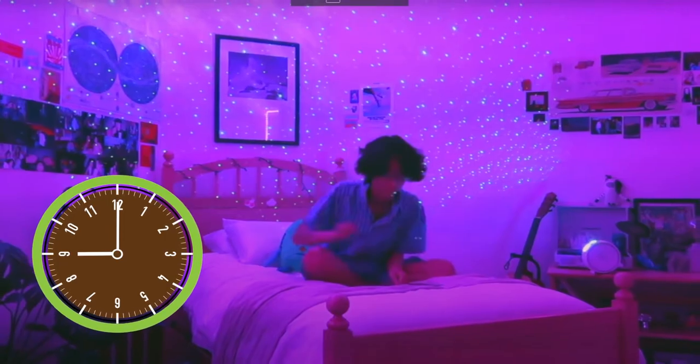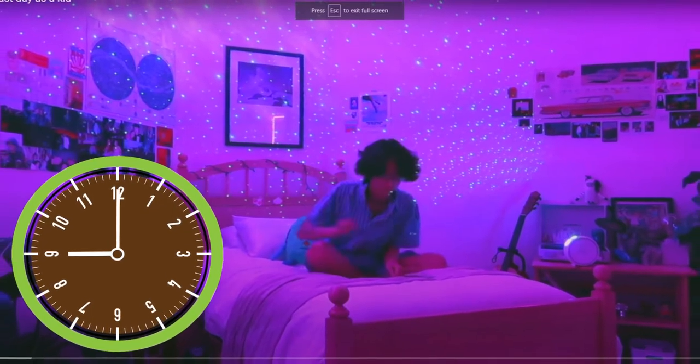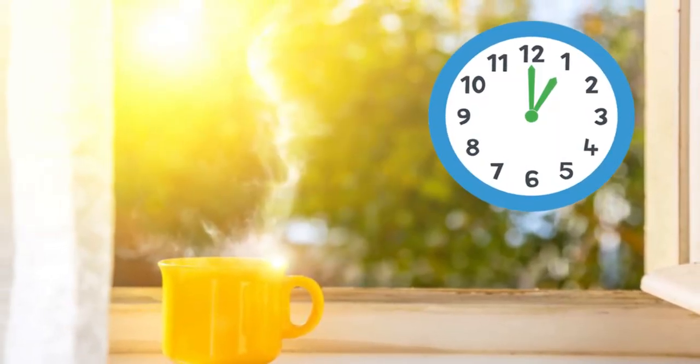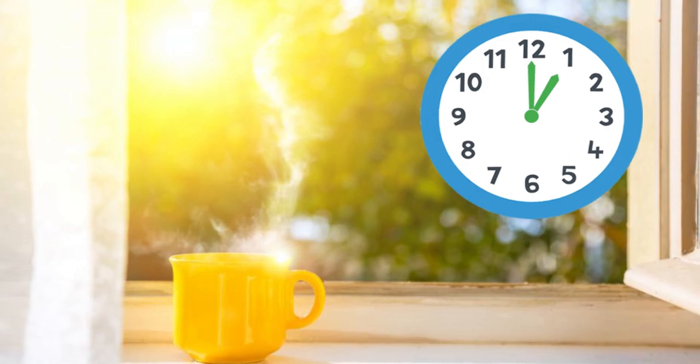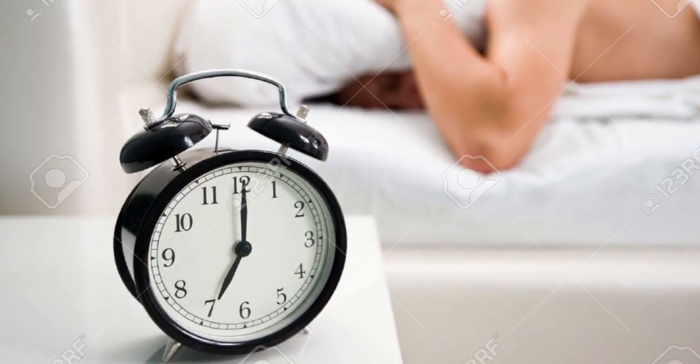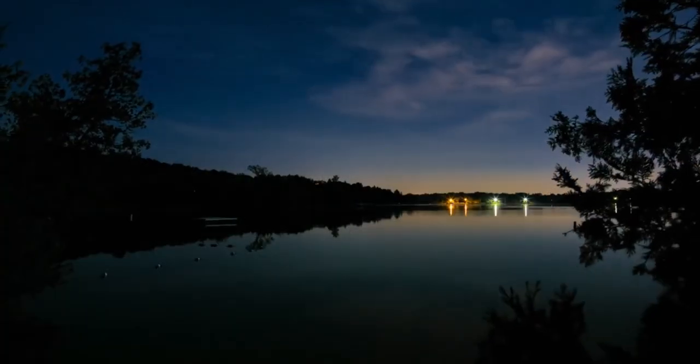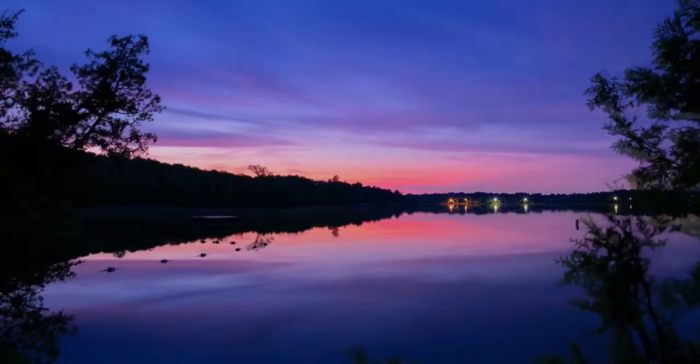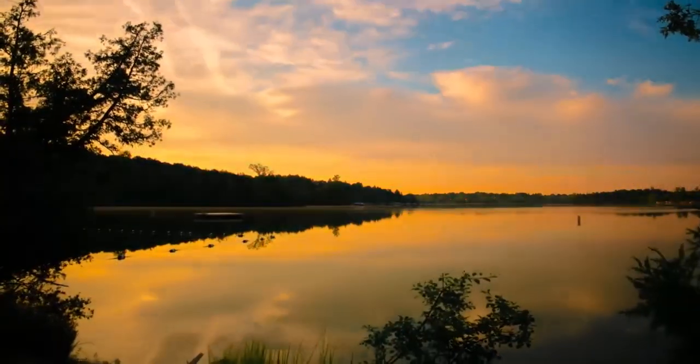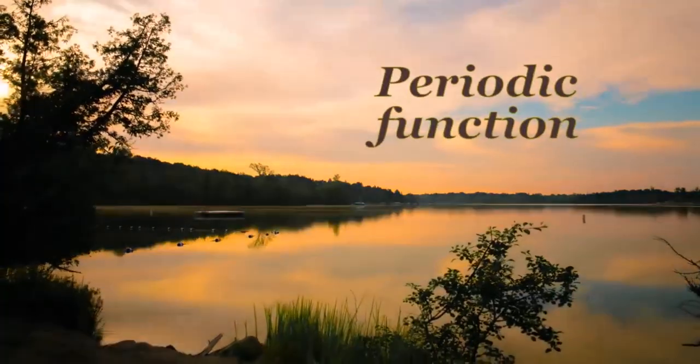Then it was 9 o'clock at night. And then it was 1 o'clock in the morning. After a while, the time will again be 7 o'clock. Right? So because there's a reoccurrence of time or a reoccurrence of value, this function is called a periodic function.